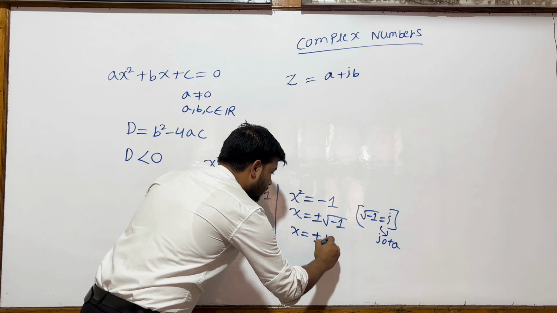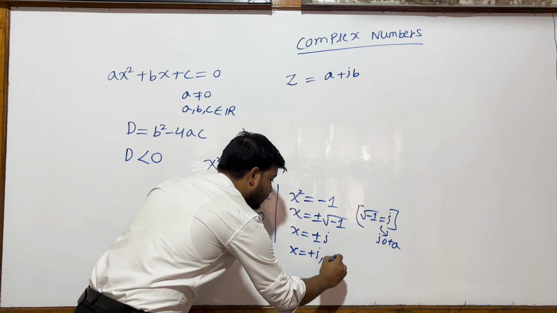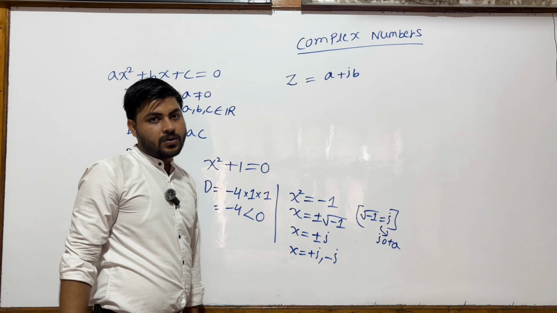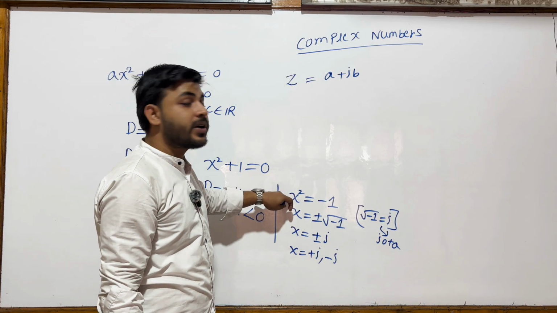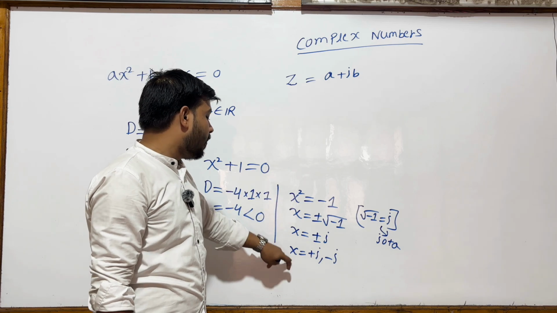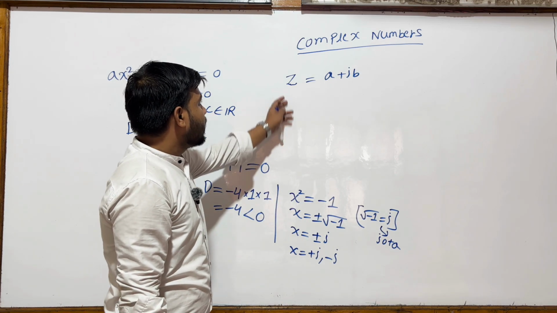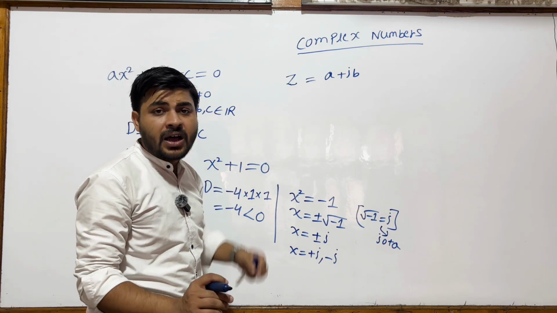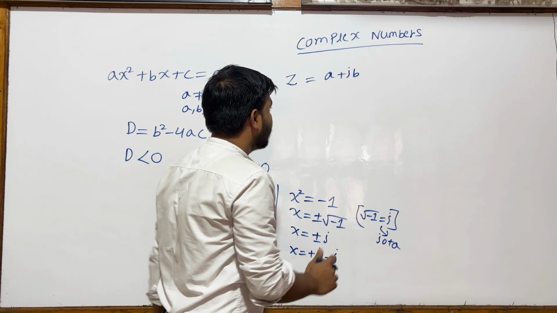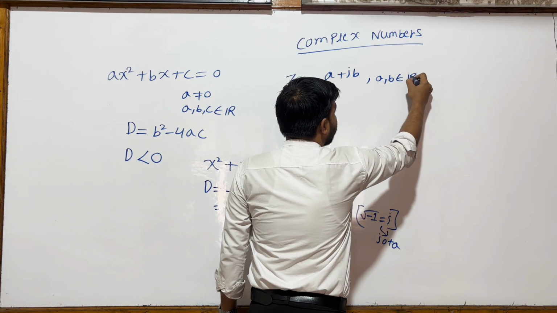So what is the solution? Plus minus i. One solution is plus i, another solution is minus i. So i is root under minus 1, and for this quadratic equation there are two roots, one is plus i, another is minus i. This is the general form of a complex number, a plus ib, and of course a and b are real numbers.